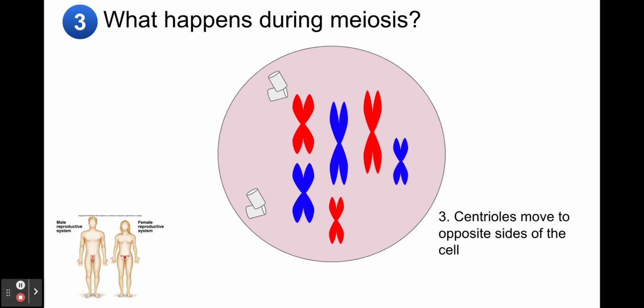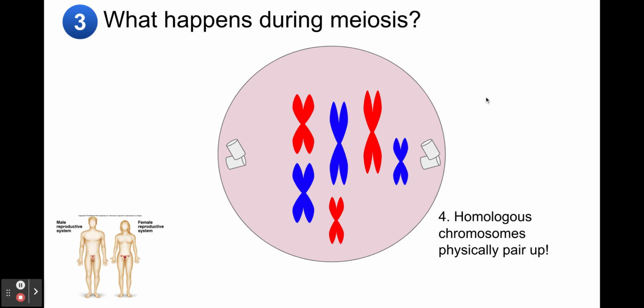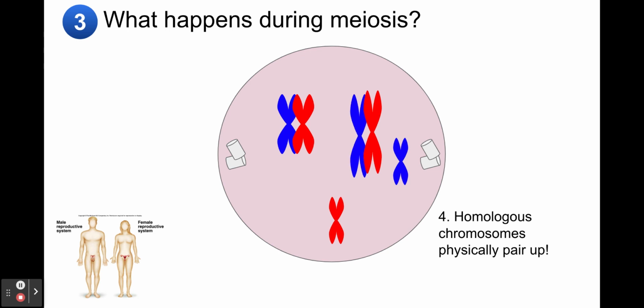In step 3, the centrioles move to opposite sides of the cell. There they go. Step 4, the homologous chromosomes, remember those are the matching pairs. Homologous chromosomes physically pair up. Let's watch them do that and watch how they align in the cell. So my medium-sized chromosomes have paired up side by side. My large chromosomes have paired up side by side, and my small chromosomes have paired up side by side.